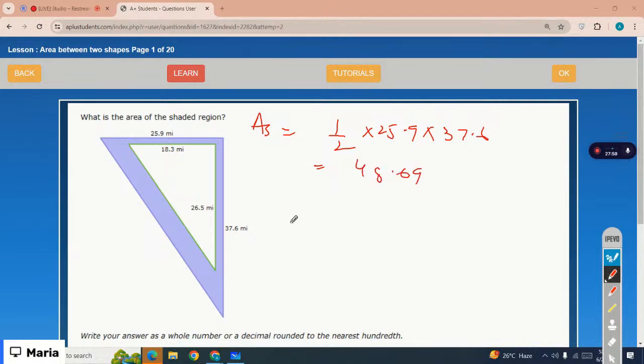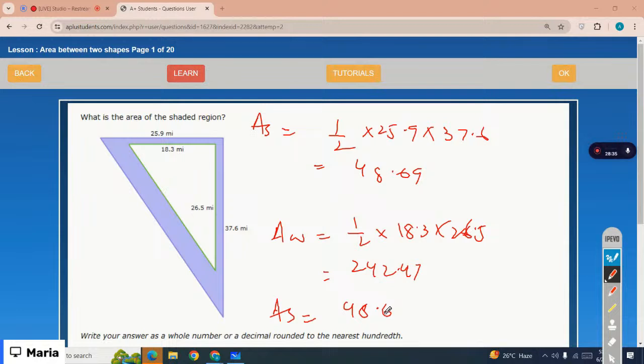Now calculate the area of the white triangle, right? The non-colored one, that is half times 18.3 times 26.5, right? Let's just do calculations. 18.3 times 26.5, that is 484.95, divided by 2, that is 242.47. For the area of the shaded region, you have to subtract 48 points.